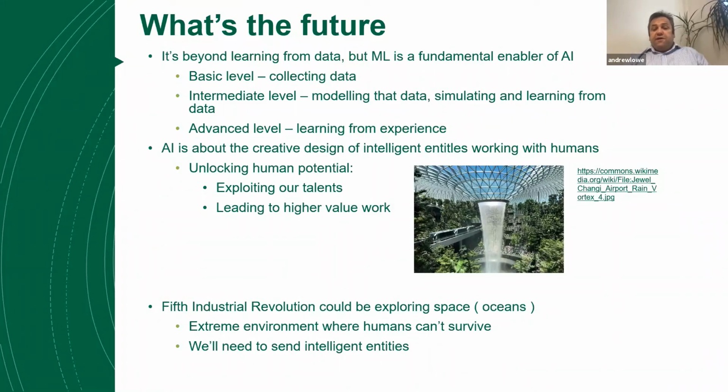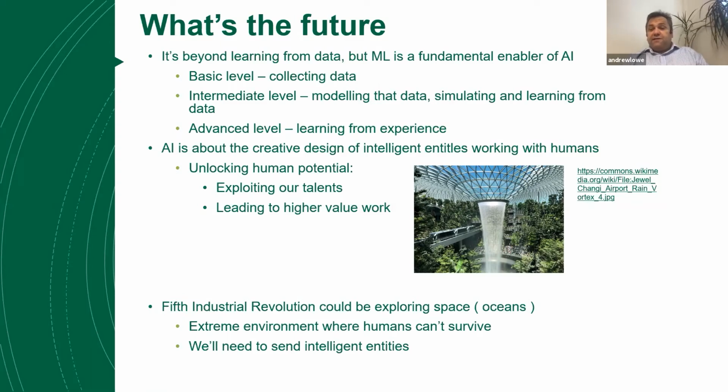But in the future, we're thinking about perhaps exploring space or the oceans. And these are extreme environments for humans. We're not quite soft, squishy things. We don't like to be out in space in a vacuum, and we don't like to be deep in the oceans because it's a high pressure environment. We'll have to send machines. So extreme environments where humans can't survive are really where the future of AI is going to go.